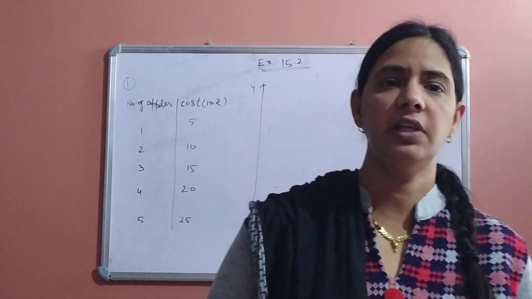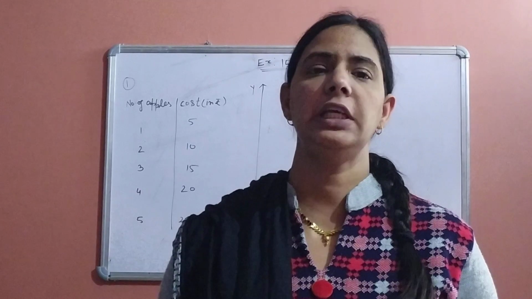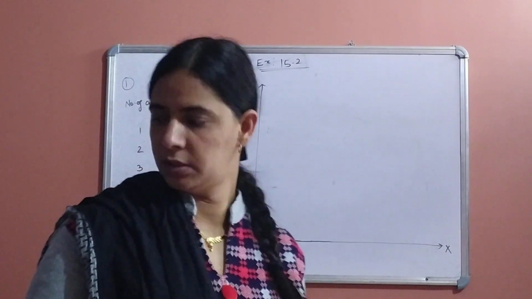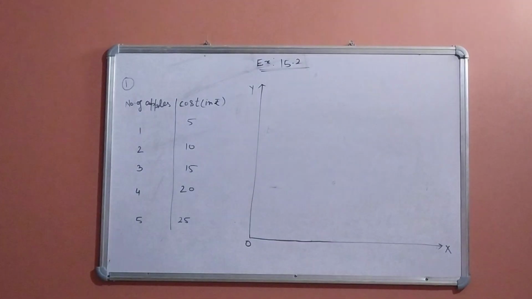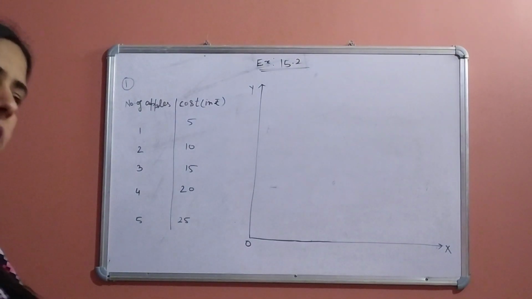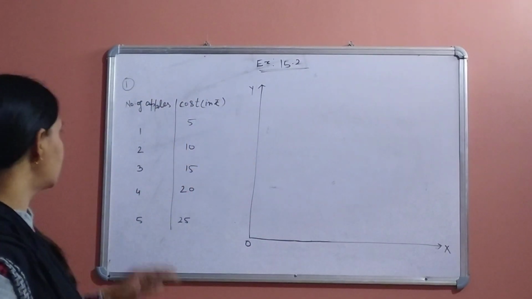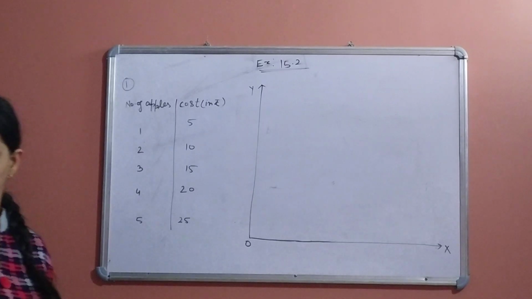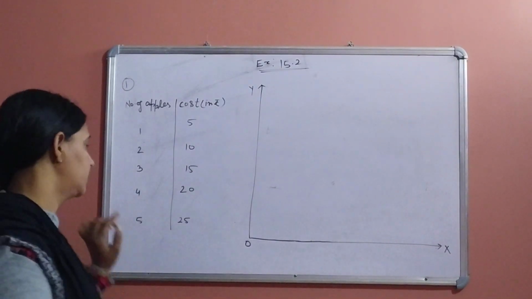In previous exercise we learned how to plot the points and now we'll draw the linear graph. Linear graph is a graph in which all the points lie on a line. So here some questions are given. First we'll plot these points and then we draw the line and we will check whether it is a linear graph or not. So see, the first question is number of apples and cost in rupees is given. Draw a linear graph for this with suitable scale on both the axes.